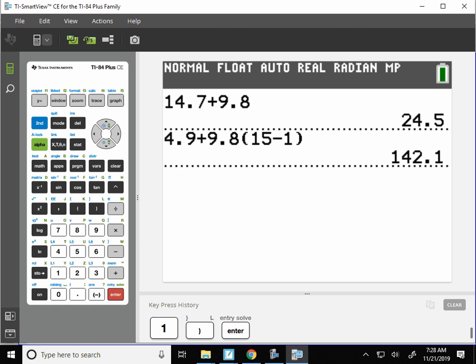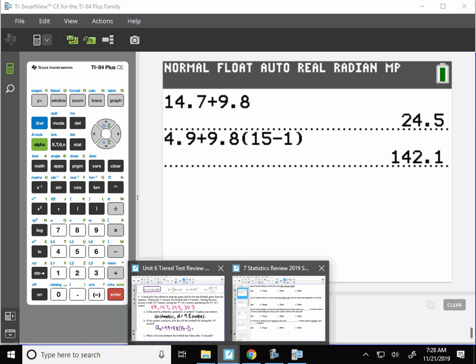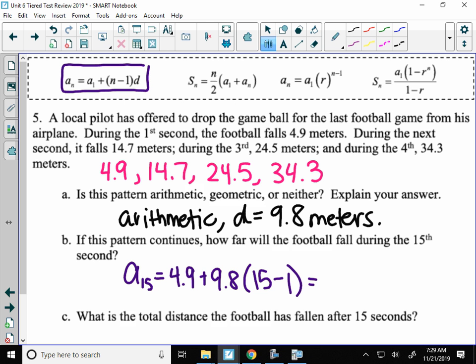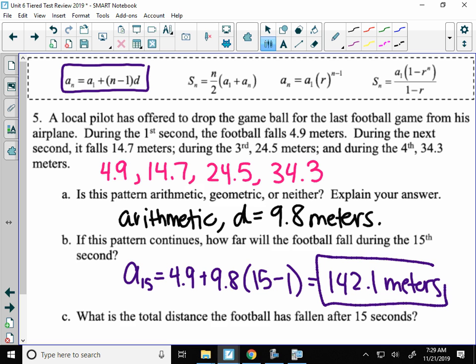And I get 142.1. The answer is incorrect on the answer page of your review, but this is the correct answer. I don't know what I did in my calculator the first time, but this is it. So in the 15th second, the football is going to fall 142.1 meters.